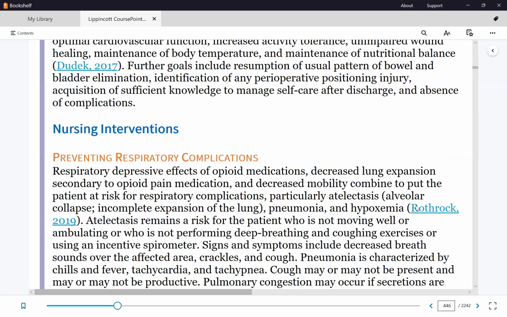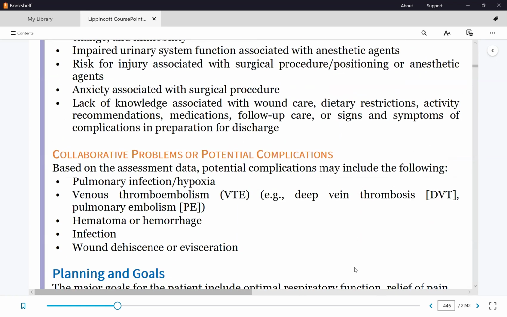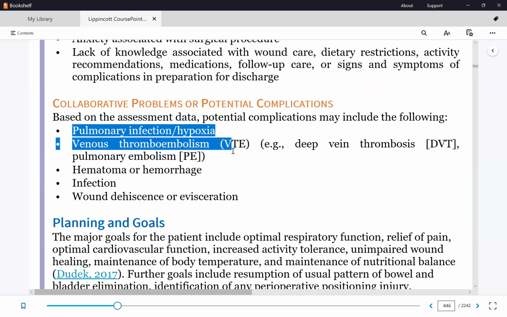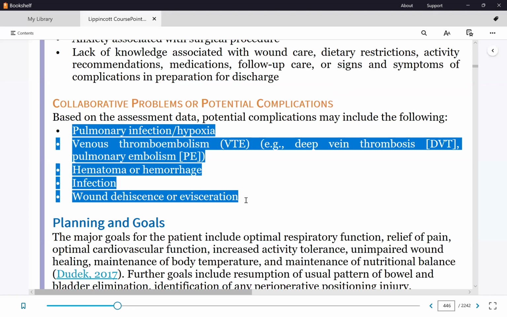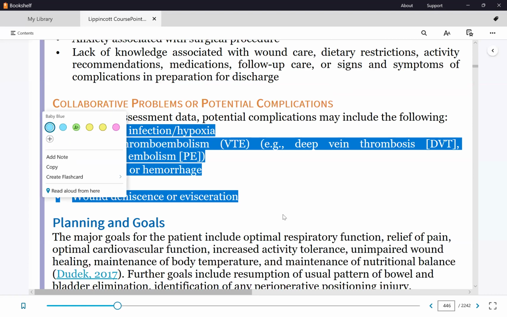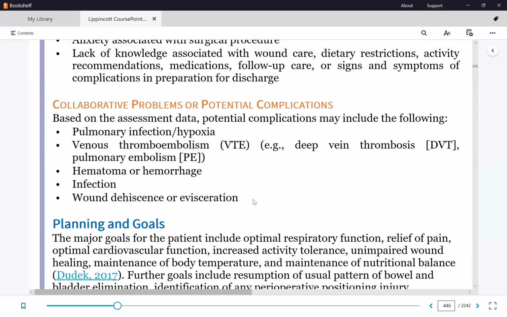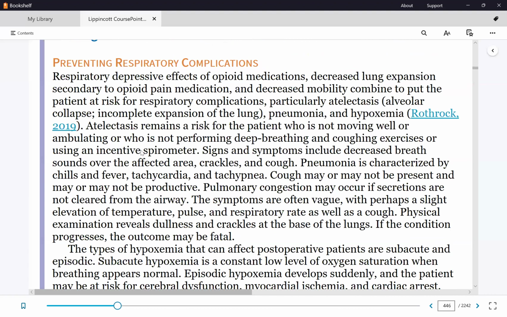To prevent complications after surgery, these are the complications: pneumonia, or at least lung collapse or atelectasis, DVTs, hemorrhage or bleeding, infection, and wound dehiscence or evisceration. Let's take a look at each one briefly. Start with pneumonia. Pneumonia can be prevented by the use of the incentive spirometer.